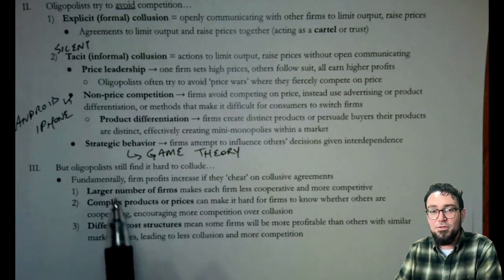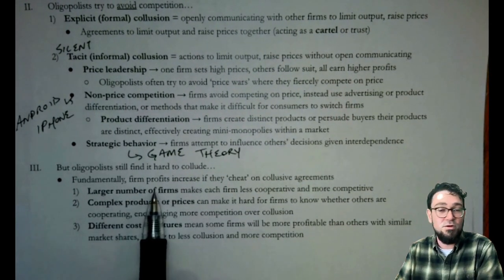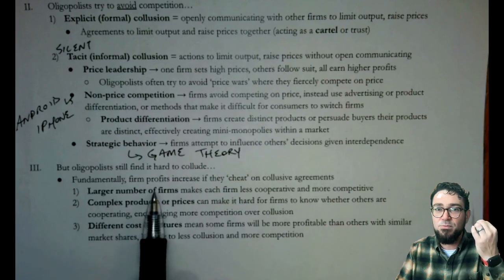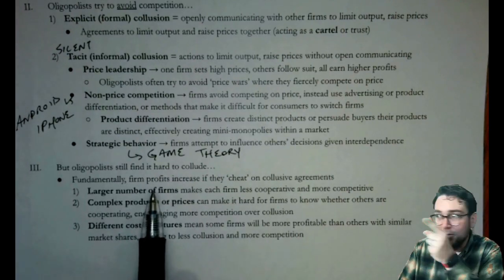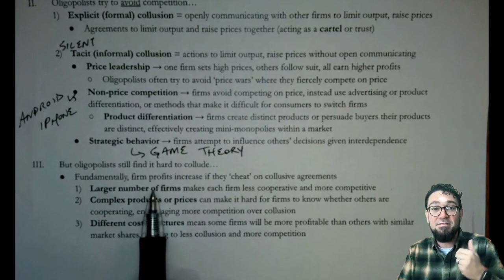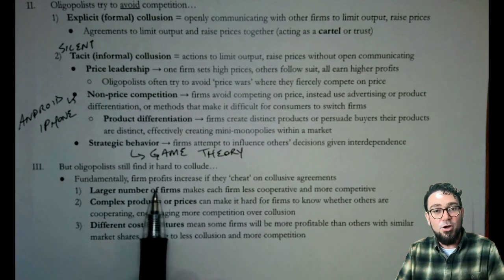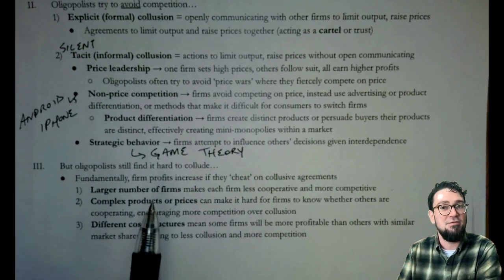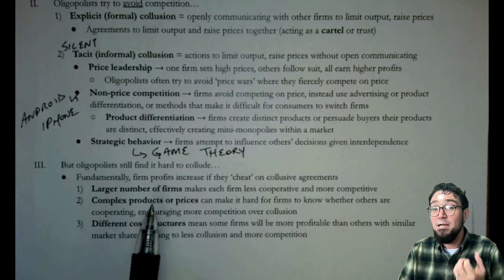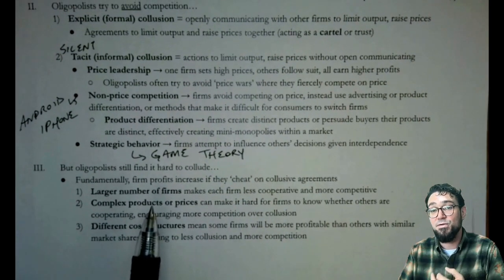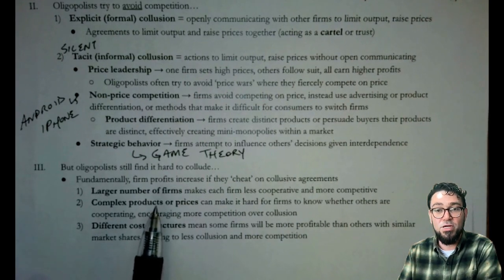In addition, there are other things that make it hard to collude. A larger number of firms would make it hard to collude, right? If you only have to keep track of one other competitor, then it's like, okay, if they cheat, I know they cheated. But if you have 8 competitors, it's a little bit harder, right? Price leadership doesn't happen as often if you have lots and lots of competitors. But if you only have, say, 3 companies that provide the service, then price leadership starts to emerge pretty quickly.